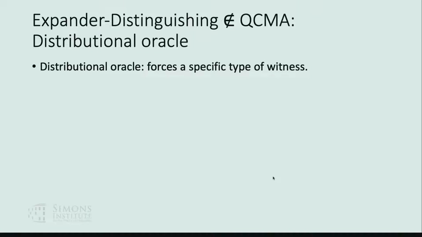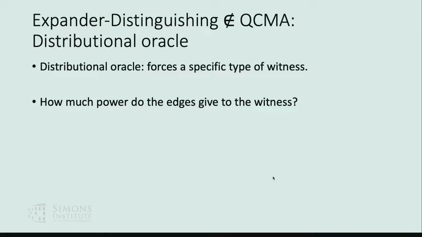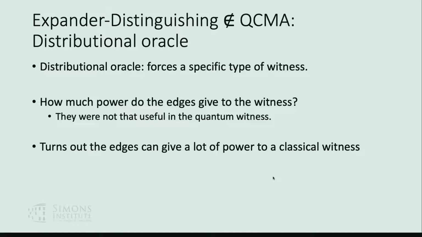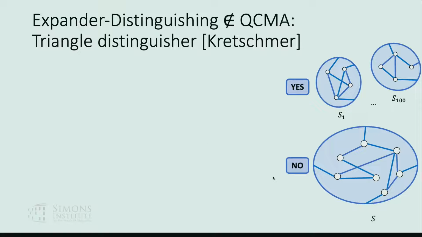As I said before, this distributional oracle forces a specific type of witness. And you may ask, okay, how much power do the edges give to the witness? Did we really have to do this? In the quantum witness, we actually didn't need the edges. We only needed the subset of the vertices. But actually, the edges can give you a lot of power. And this is the triangle distinguisher I promised, which is actually due to William.